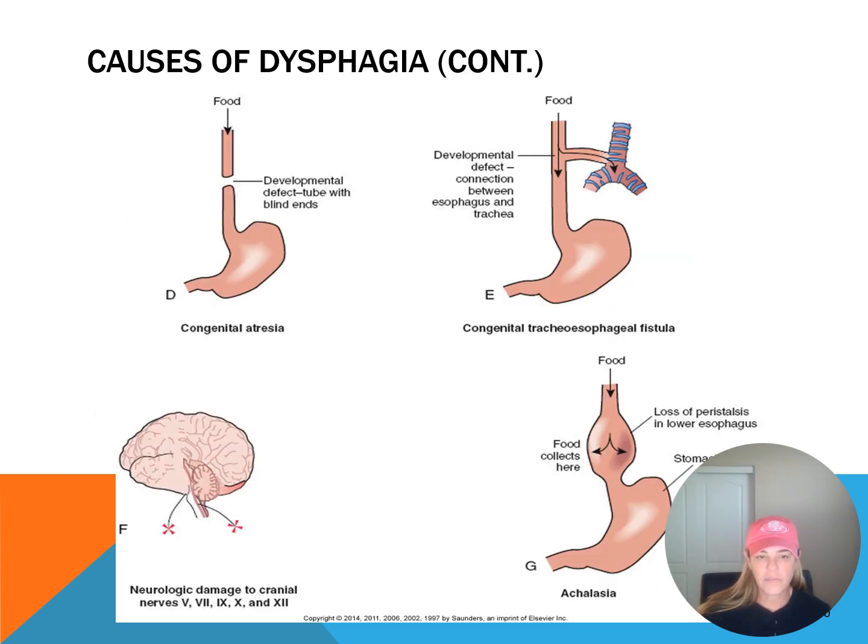So another cause of dysphagia, like I talked about, congenital, where these tubes don't connect, or there is an abnormal connection from the esophagus to the trachea, neurological damage, or you're losing peristalsis, which means you're losing that ability to push food into your stomach, and so it just creates this pouch, and they collect in this pouch.